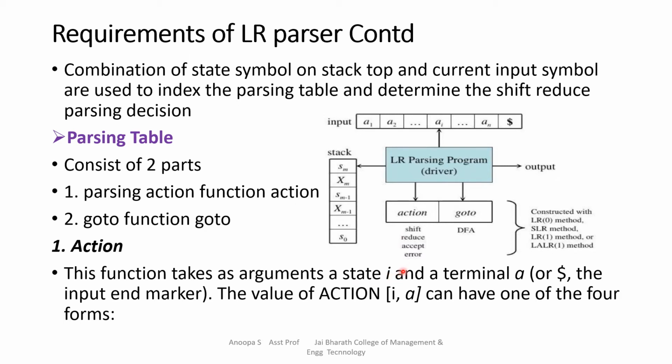So you know what a state is? A collection of items consists of a state. The action function takes as arguments a state I and a terminal A. Only terminals are considered, and also $ is considered for constructing the action part. The value of action[I, A] can have one of the following forms. So when we consult the action part, it can have one of the following forms.